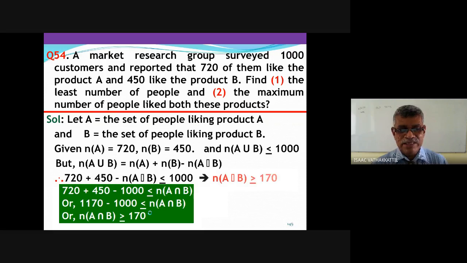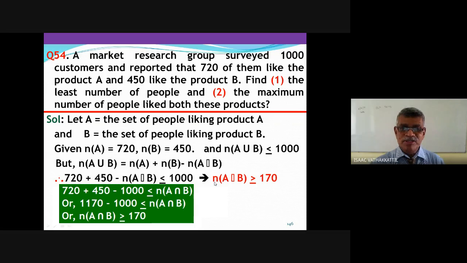And what about the maximum? Okay, number of A intersection B must be more than or equal to 170. Maximum, see, number of A is 720, number of B is 450. Only 450 people like product B.